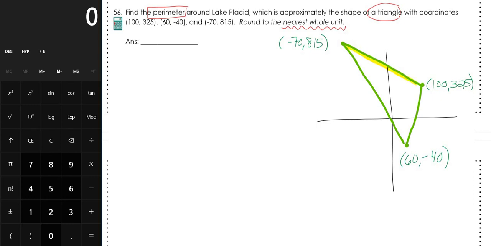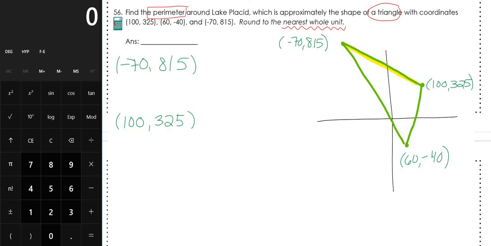I'm going to start by figuring out that length. The way that I'm going to do it is I'm going to stack the two coordinates on top of each other. So negative 70, comma, 815, and then 100, 325. Leave a little bit of room there between the two coordinates.